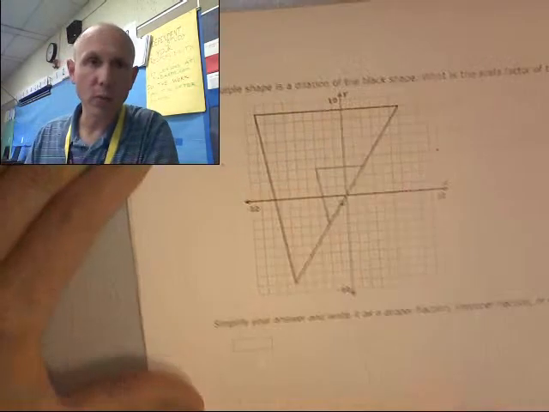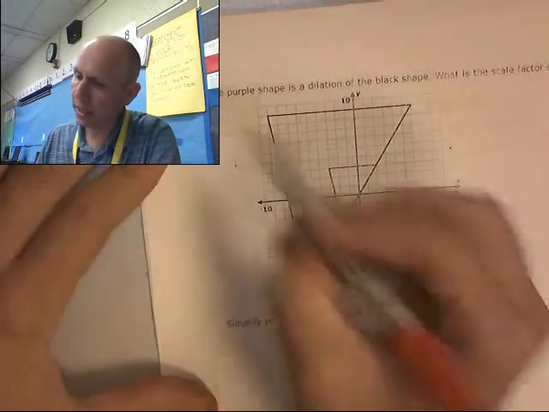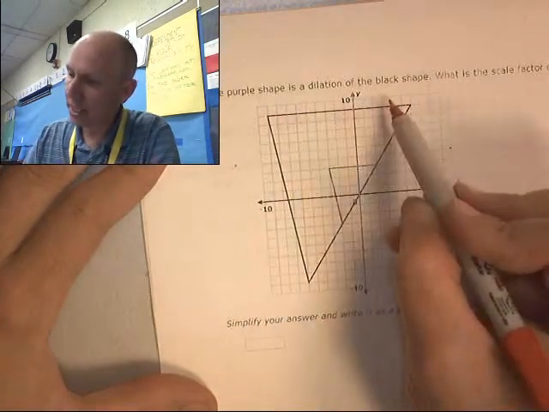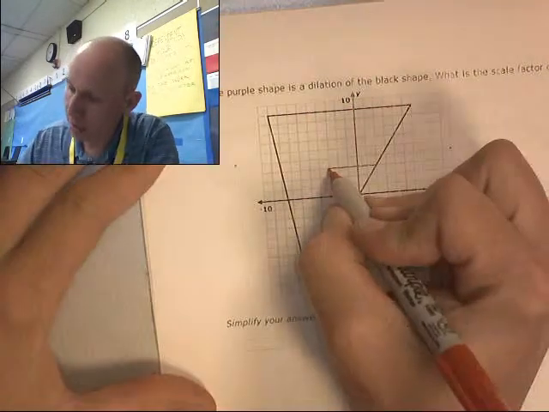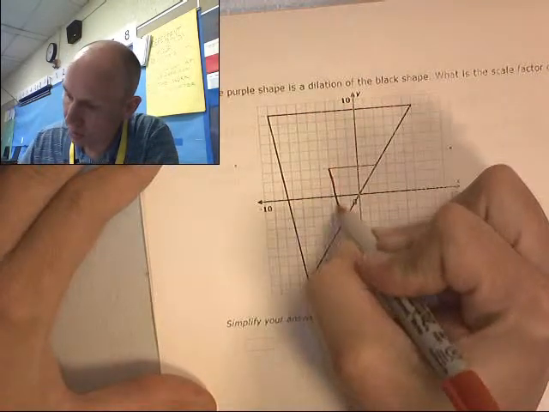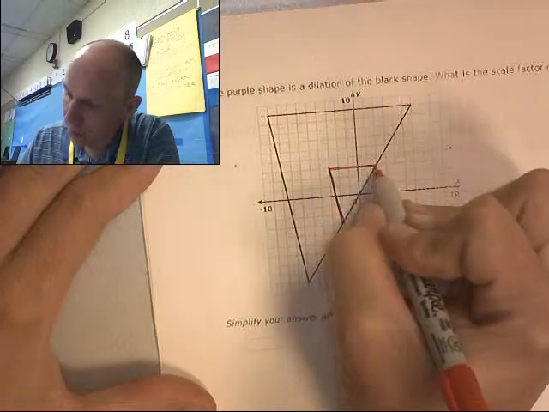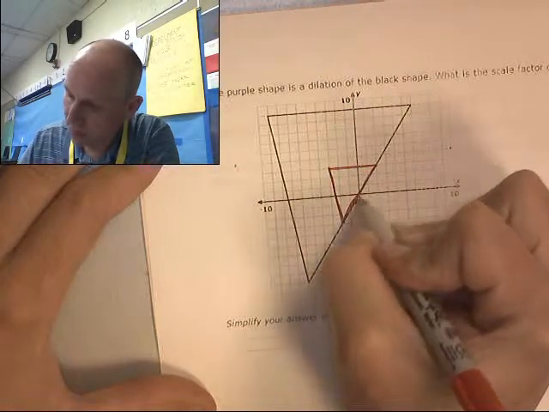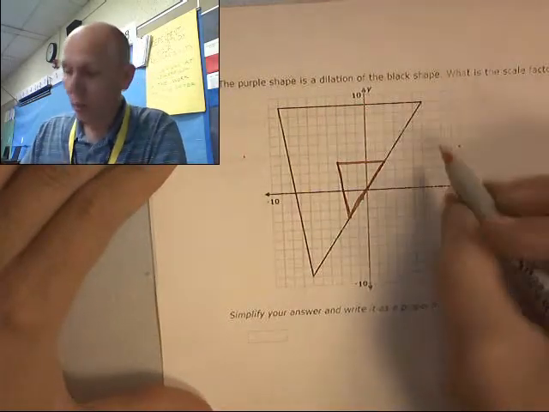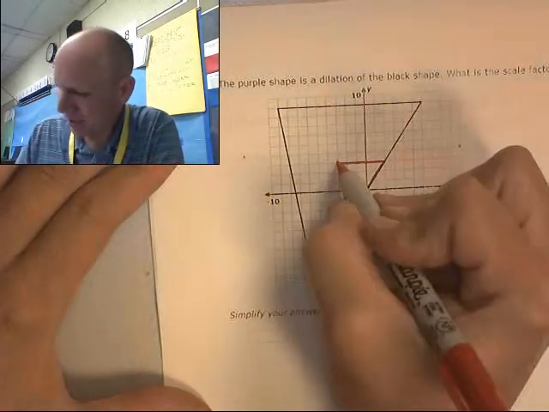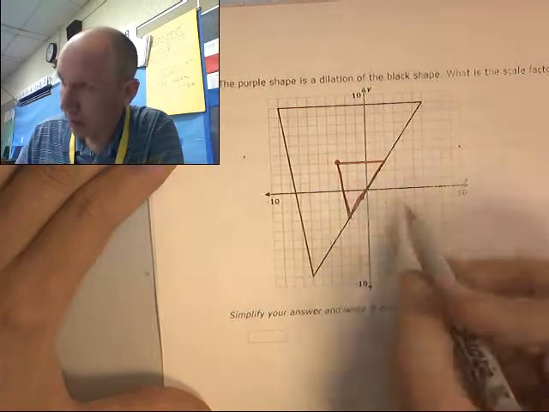The question on this one says the purple shape is a dilation of the black shape. What is the scale factor of the dilation? So instead of purple, let's say this is red. So what happened to this guy? Here's this little triangle, and it got bigger. Well, how much bigger did it get? Basically, I have to just look at a point. Let's look at this point.